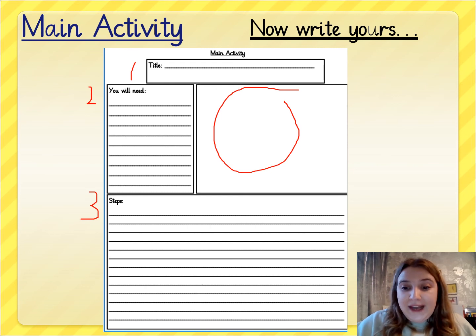Last week, when we had completed our fact files about our superheroes, I posted some onto the school's Facebook and Twitter page. Maybe if your writing is super impressive this week, your writing could be on there too.